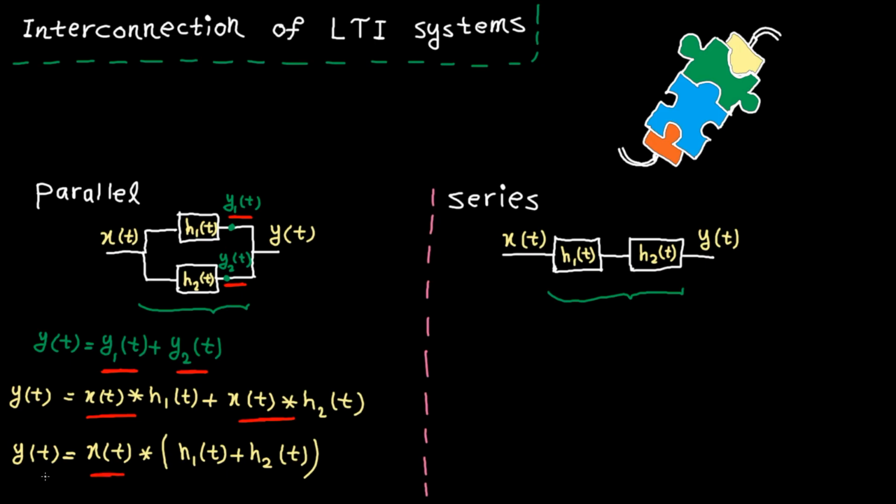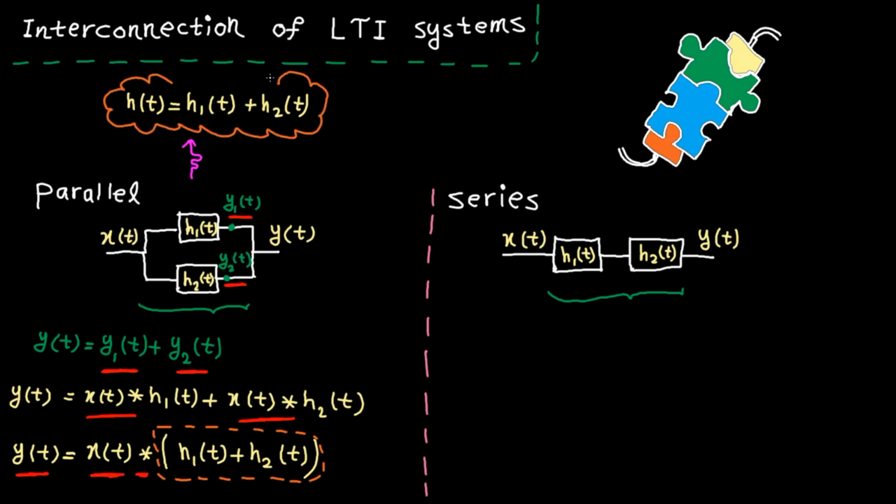This is the input and this is the output. As we know for LTI systems, output is input convolved by the impulse response. So look at this carefully. x(t) convolved by something generates y(t). This means this guy is the impulse response of the whole system. So for a parallel structure, the impulse response for the whole system is the summation of all individual impulse responses.